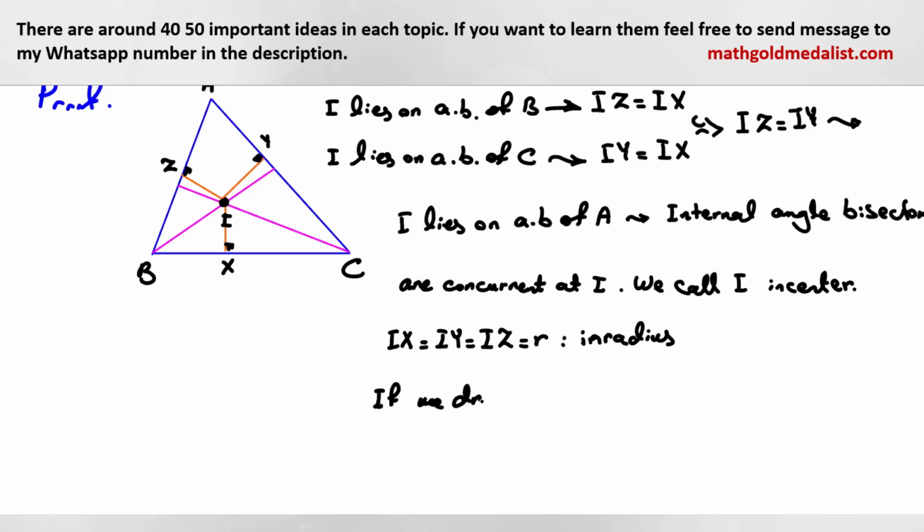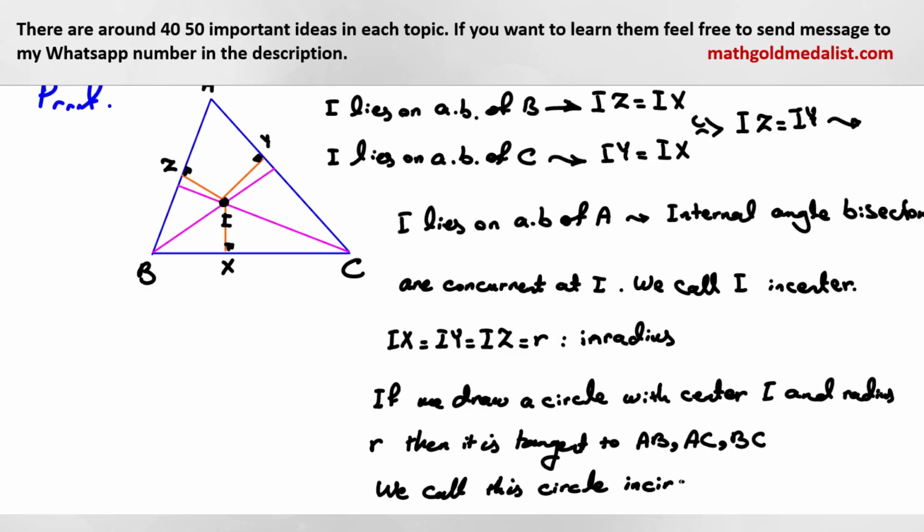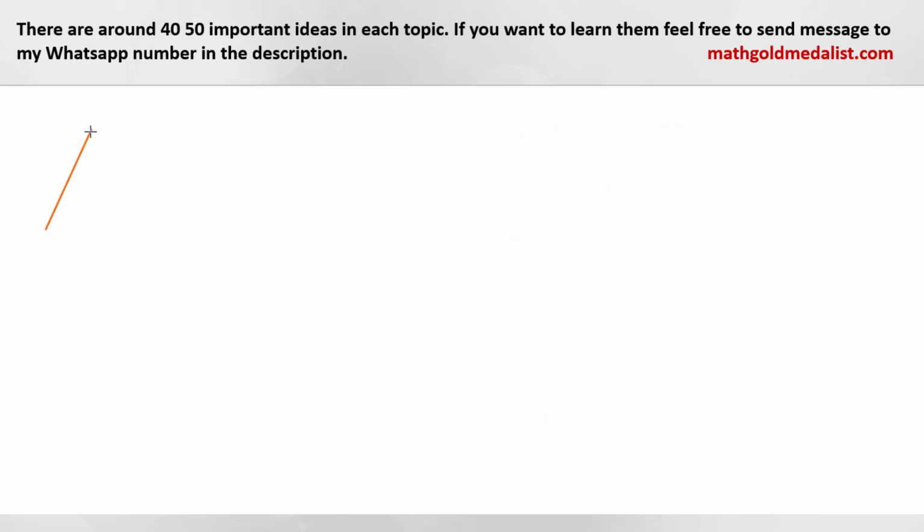If we draw a circle with center I and radius R, then it is tangent to the lines AB, AC, BC, right? We call this circle the incircle. Now let's work on the properties of this circle. But before that, let's draw a triangle. This one, this one. Let's consider this.